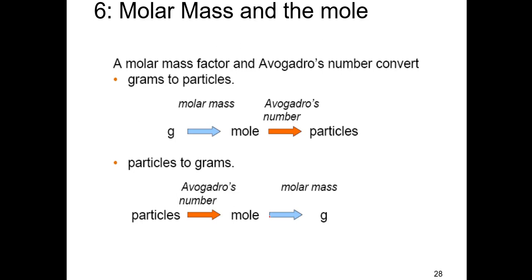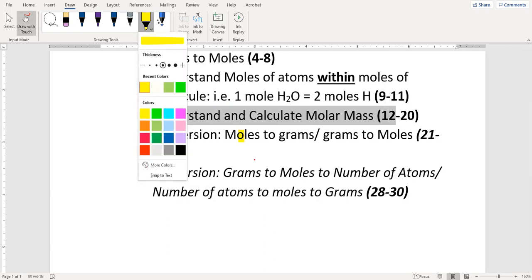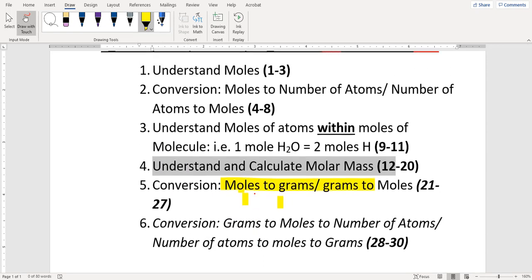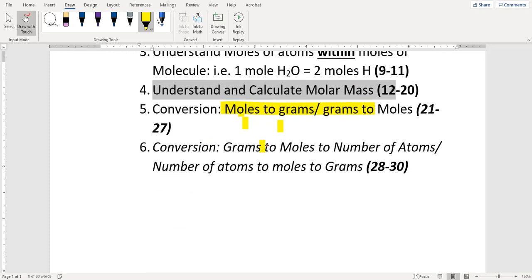Now we're going to be going into a little bit more. Here is the outline. You should already have understood and be able to calculate molar masses. That's very important. And know how to go from simple moles to grams and grams to moles. That's also important. And in the last part, we're going to be combining grams to moles and moles to atoms. Moles to the number of atoms. So it'll be grams to moles to number of atoms.